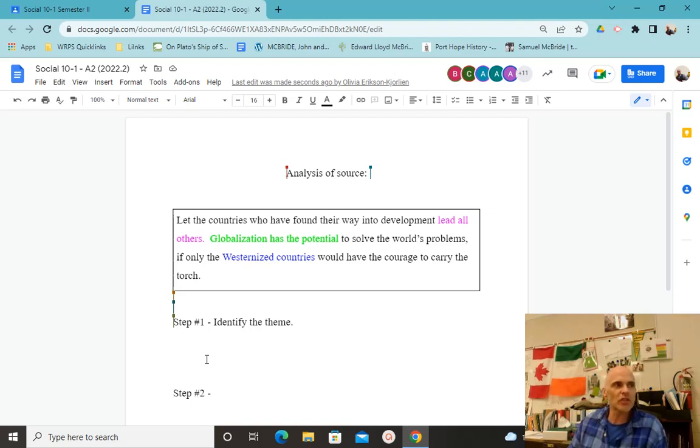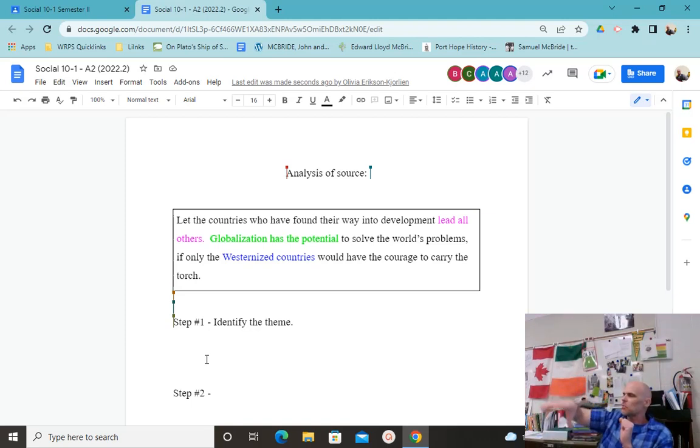Globalization, right? Globalization is the theme of this. Globalization will be the theme of all sources in Social 10. 20 will be nationalism, 30 will be government and governed. How do we know that this is about globalization? Well, where in it is it mentioning globalization as the theme? Can I get you to highlight with your screen how we know it's about globalization? Right there, globalization, right? Globalization has the potential. So that's the overall arching theme of this source: we're talking about globalization.